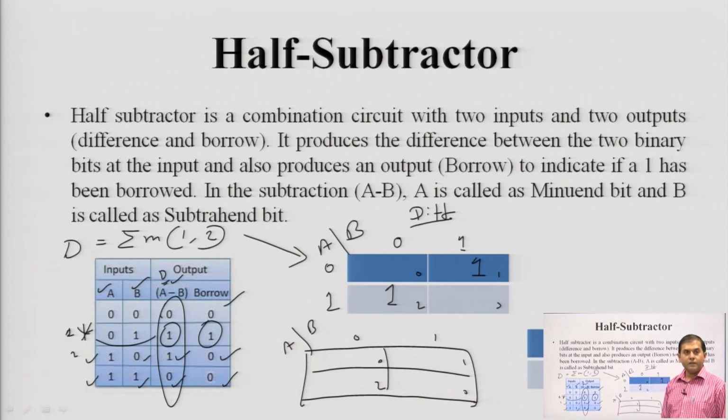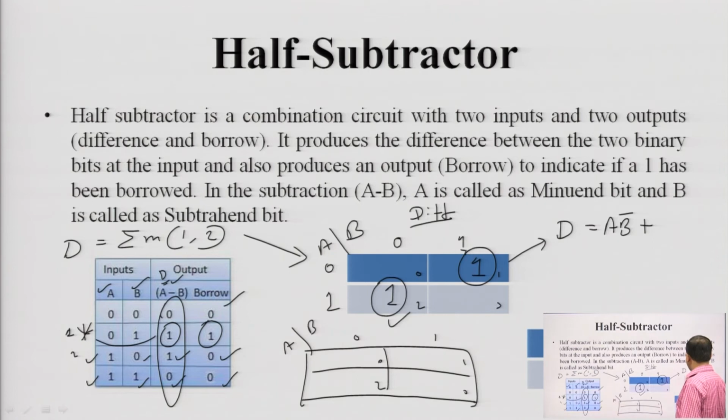Is any grouping possible? No, no adjacent ones. So, no grouping is possible. So, this will be an individual, this will be an individual. So, difference will be nothing but this one is A B bar and this is nothing but A bar B. Okay. So, the Boolean expression for D difference is A B bar plus A bar B.